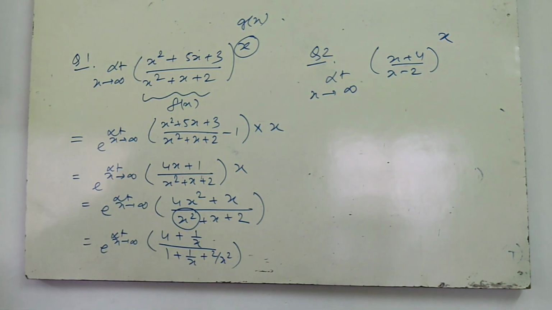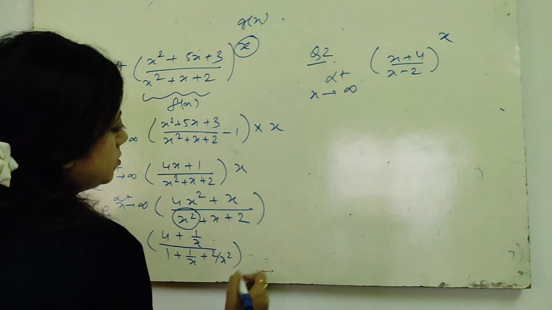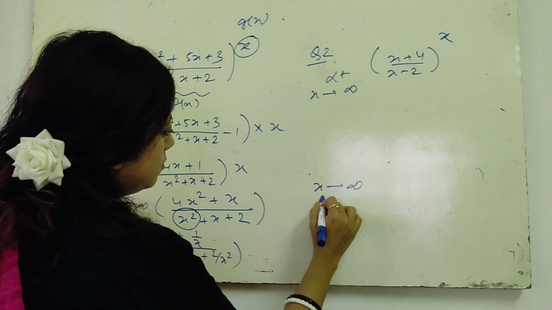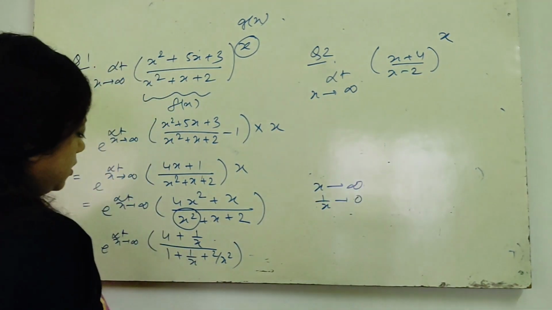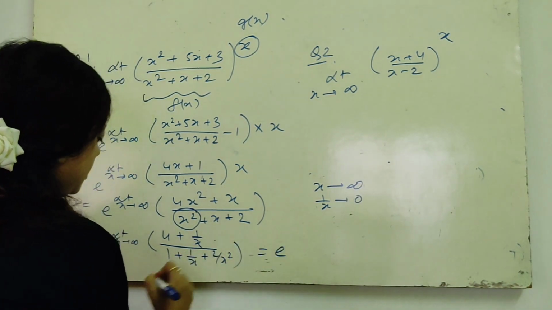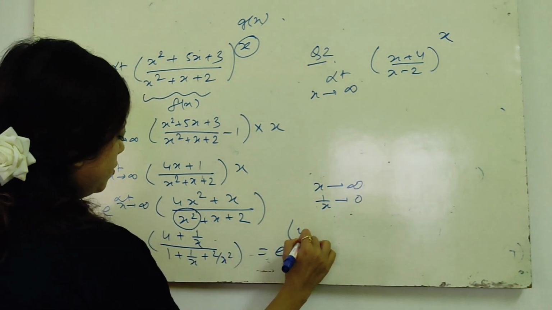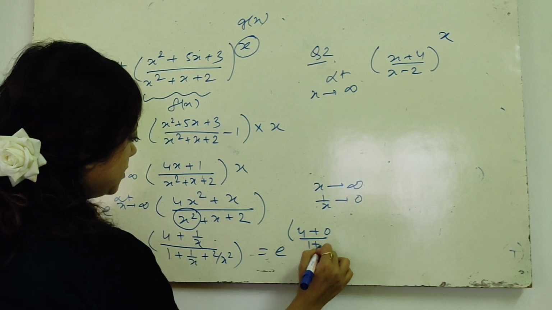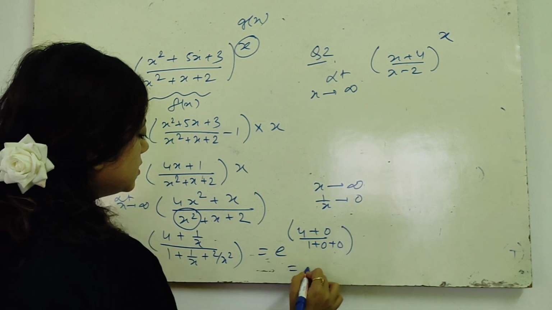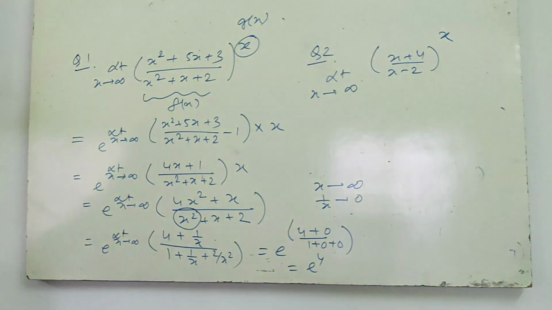As x tends to infinity, 1 by x tends to 0. So the answer is e to the power (4 plus 0) by (1 plus 0 plus 0). That is e to the power 4.